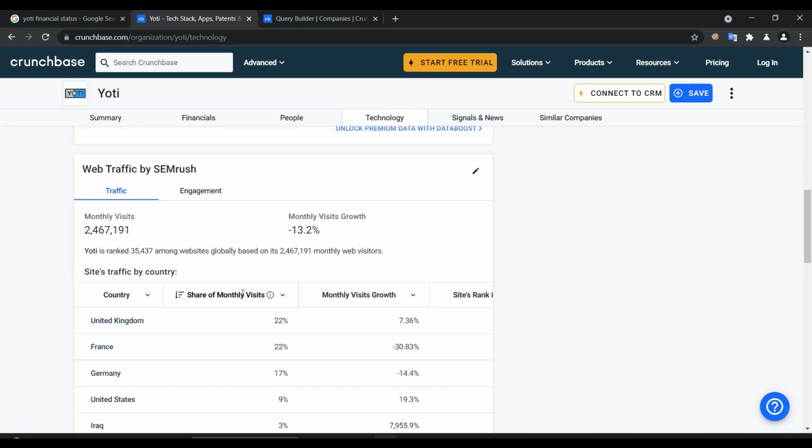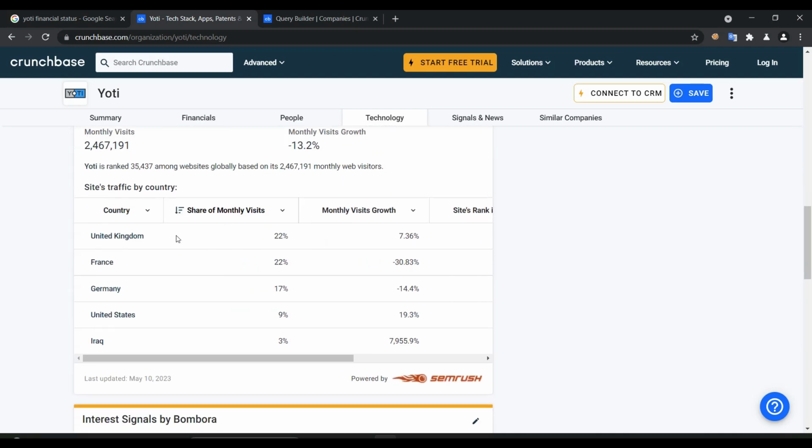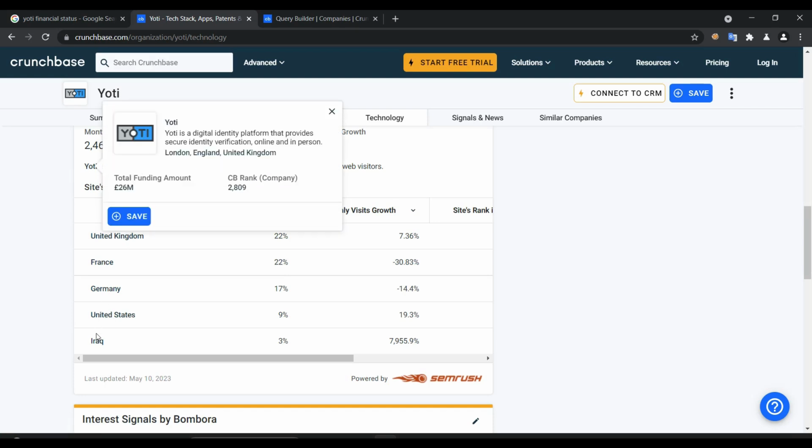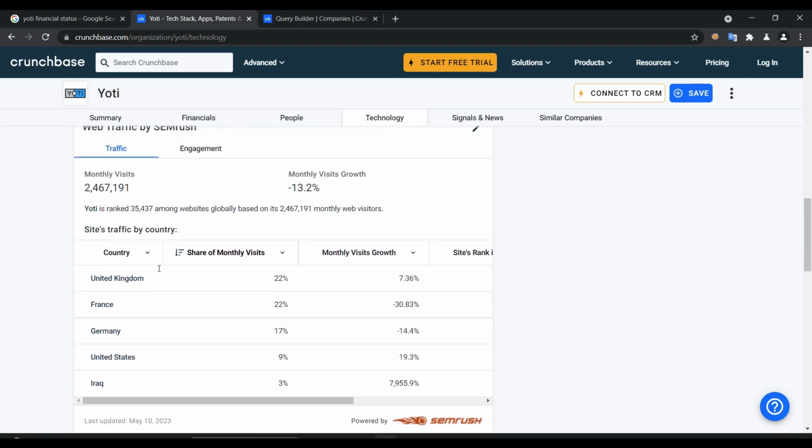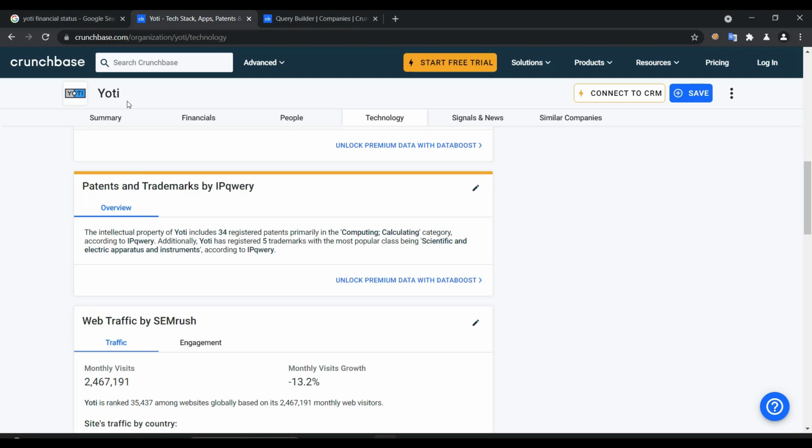And also we can see the web traffic. They get a lot of visits from the United Kingdom, a lot of visits from France, Germany, and even Iraq. So, an Arabic country that is having a lot of visits, 3% to this website. So probably they have very good business there. So now we understand that they have business in Iraq as well. And we can see since when it is updated. So here you see how much exposure Crunchbase allows you to know about a certain company. All of this can help you in identifying indirect threats, indirect vulnerabilities that can be chained to become direct vulnerabilities.